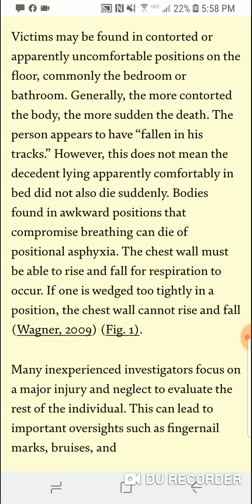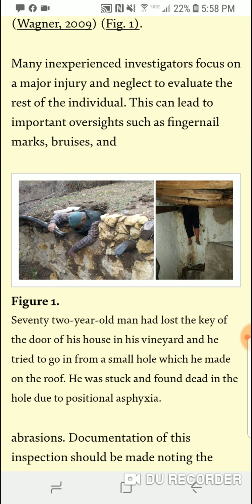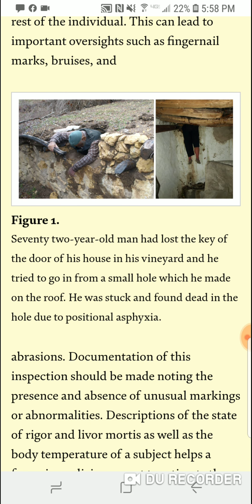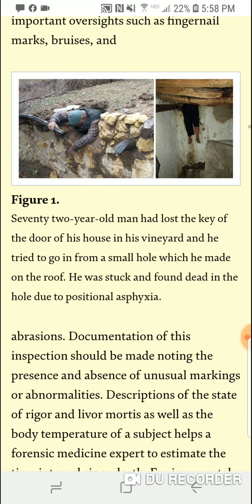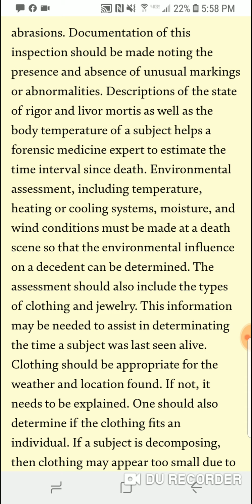Many inexperienced investigators focus on a major injury and neglect to evaluate the rest of the individual. This can lead to important oversights such as fingernail marks, bruises, and abrasions. And you can see in that picture where chest asphyxiation would have happened because that gentleman was stuck in such a tight space. Documentation of this inspection should be made, noting the presence and absence of unusual markings or abnormalities.